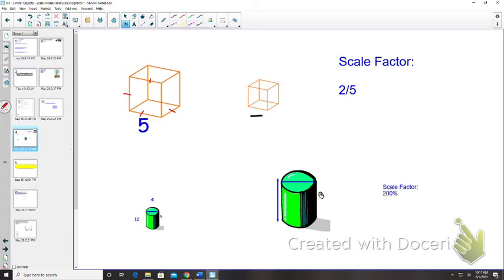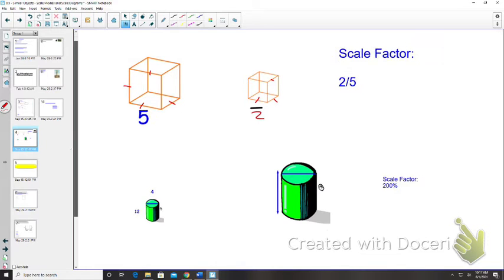Scale factor is 2/5, right? So anything that is 5 is going to become 2. Yeah, 2, good. Okay, and this is a cube, so all of these sides are also going to be 2, okay?